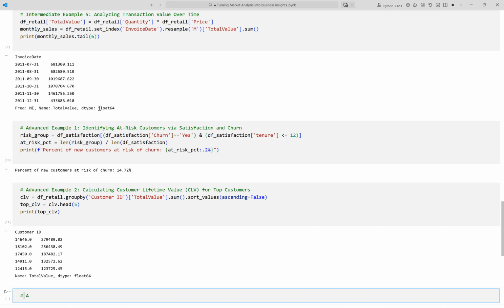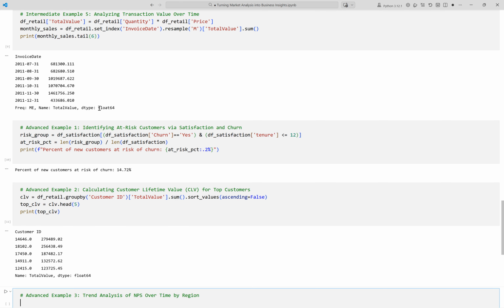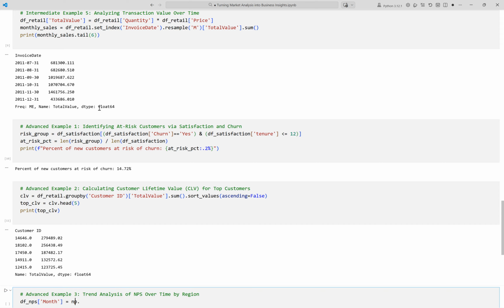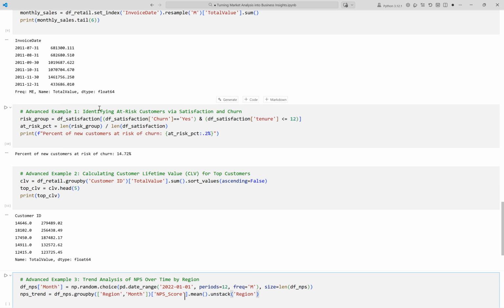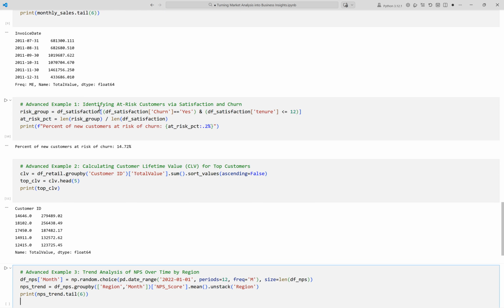Businesses want to track customer sentiment over time across regions. We assign each NPS response to a random month for demonstration. We group by both region and month to see trends. The output shows how NPS scores have changed recently in each region.